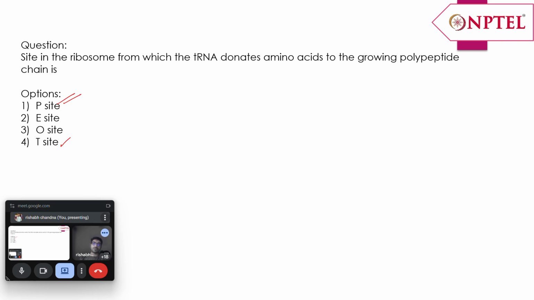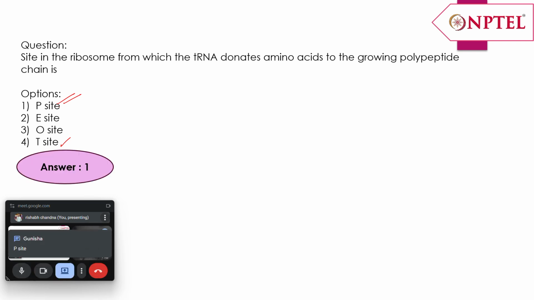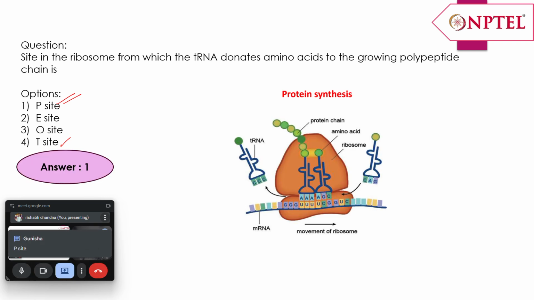Okay, so the correct answer is option 1, that is P site. This is a basic of the protein synthesis pathway. There are three sites on a ribosome that help in protein synthesis. First is the A site, then the P site, and the last one is the E site.